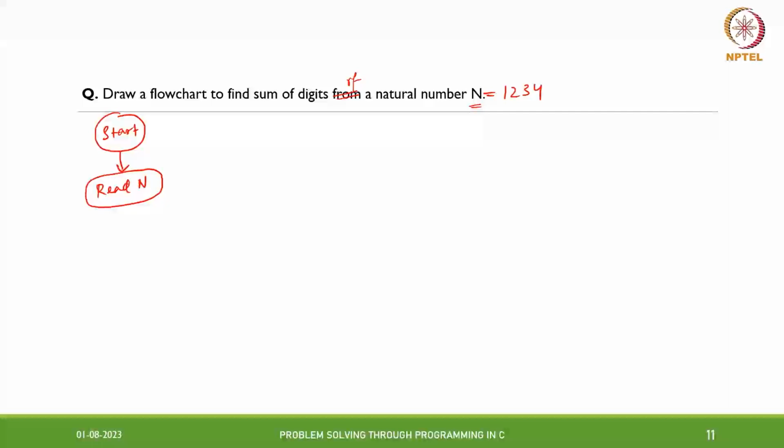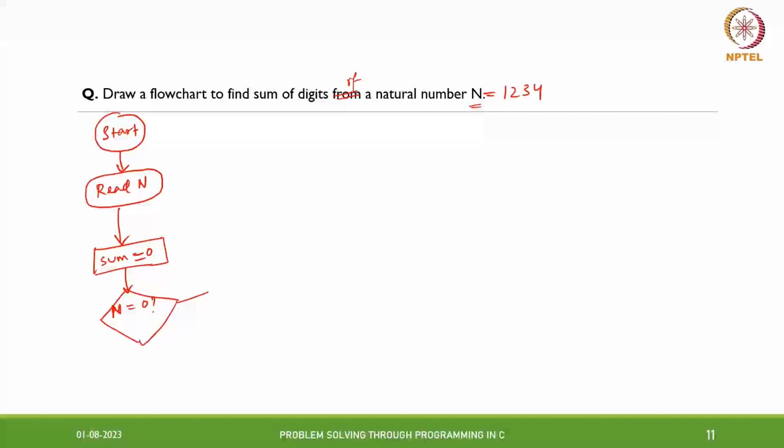Now after reading n, we go into defining this sum. We say sum equals 0. This sum will store our sum of digits. Now after that, I will go ahead and put the decision statement at the very front. I'll ask if n is 0. So this is a decision statement, and I've put it at the very front.